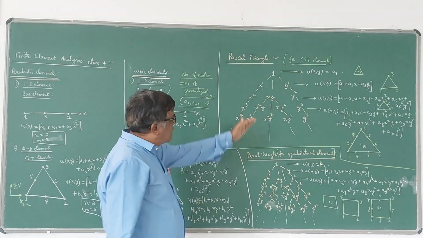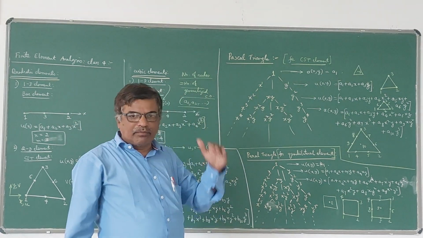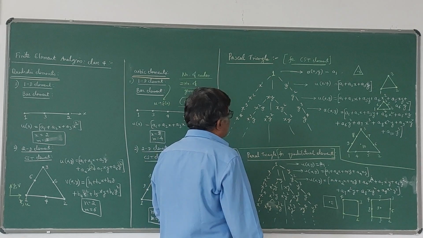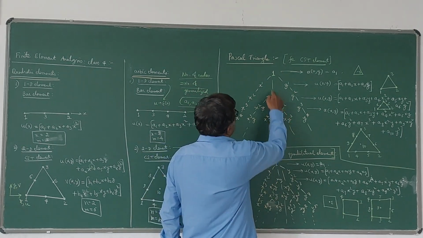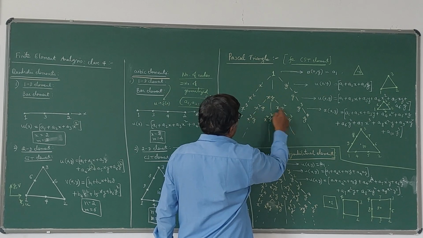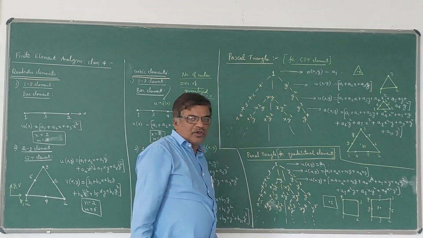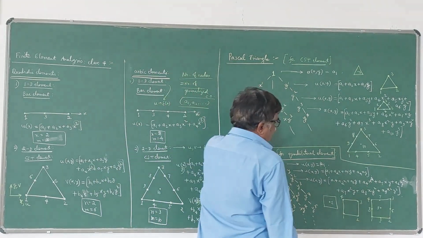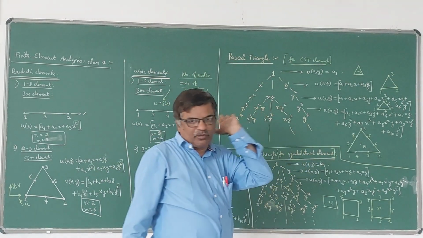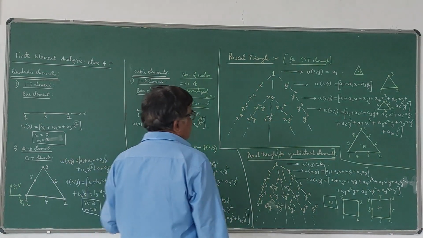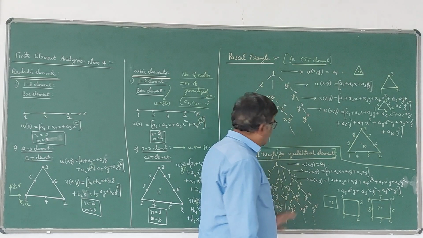So like this, you can write any number of generalized coordinates. The next one will comprise 1 plus 2 is 3, 3 plus 3 is 6, 6 plus 4 is 10, 10 plus 5 is 15. So you will be having 15 terms in the next one. So 15 nodes will be there correspondingly. So this is how this Pascal triangle helps in writing the displacement model.